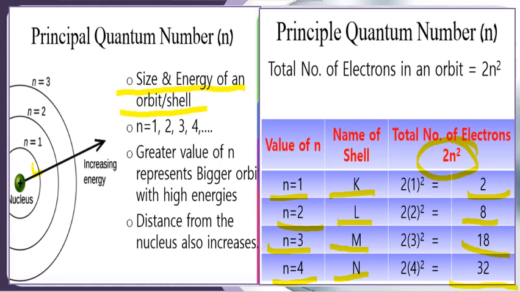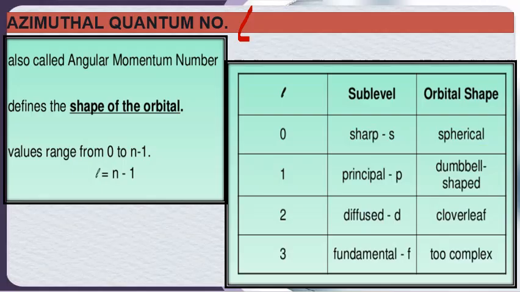There are 7 periods in the periodic table, starting from n is equal to 1 up to n is equal to 7. Right? Now the second one is azimuthal quantum number. It is also called angular momentum number. It tells the shape of the subshells.